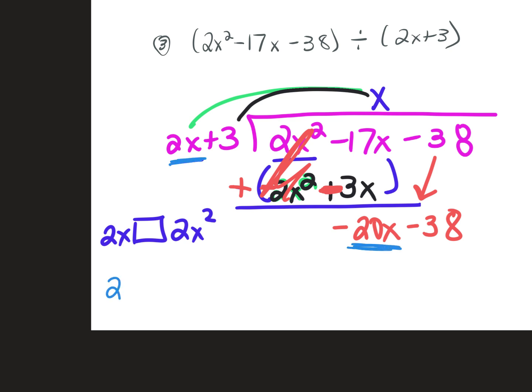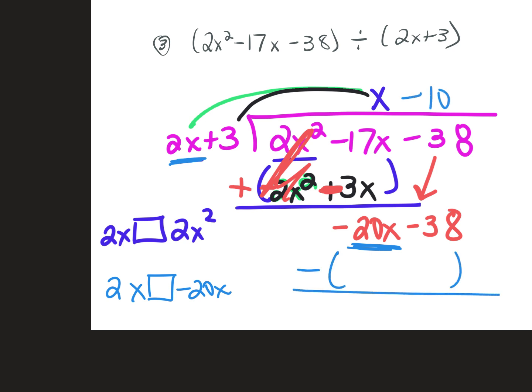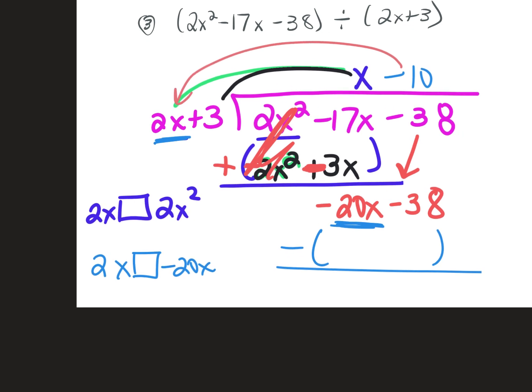So 2x times what gives me negative 20x? Negative 10. So minus 10. Get your subtraction set up before you multiply. So I have, okay, negative 10 times 2x is negative 20x, good. And then negative 10 and positive 3 is minus 30.